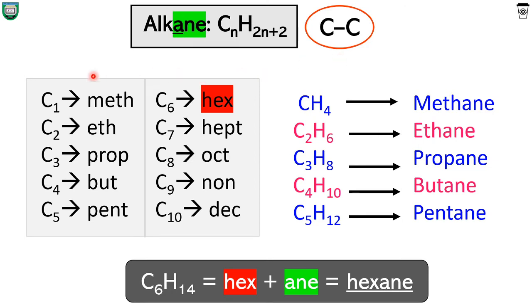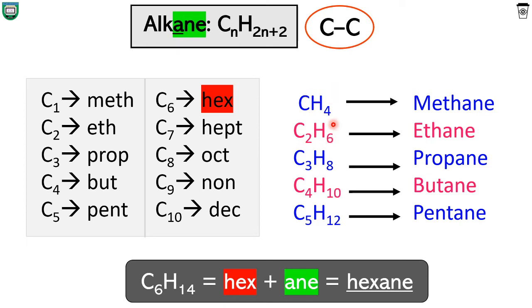So before understanding IUPAC rules, please remember these root names for different carbon atoms. If one molecule has one carbon atom, we use the root word meth. If the molecule has two carbon atoms, we use eth. Same way, if the molecule has 9 carbon atoms, we use non as root name. And if it has 10 carbon atoms, we use dec.